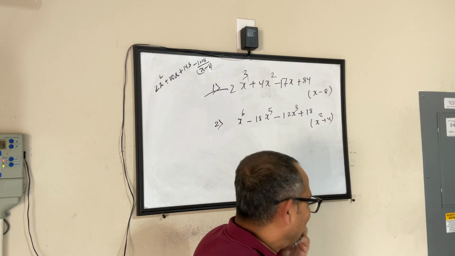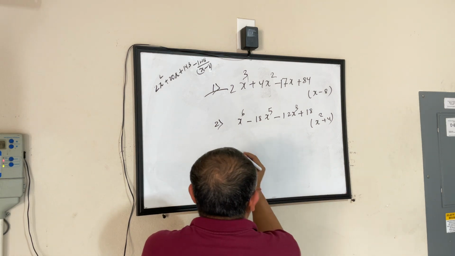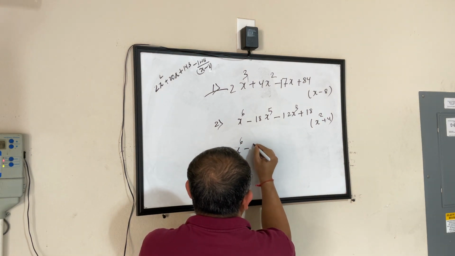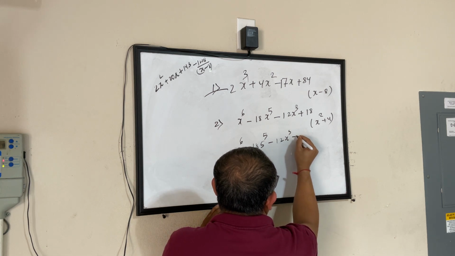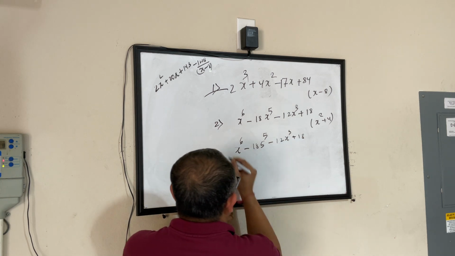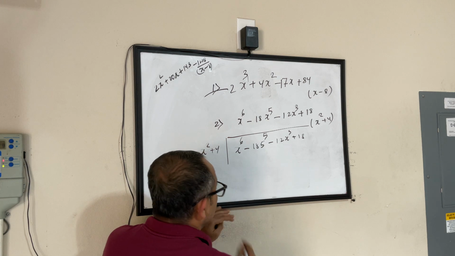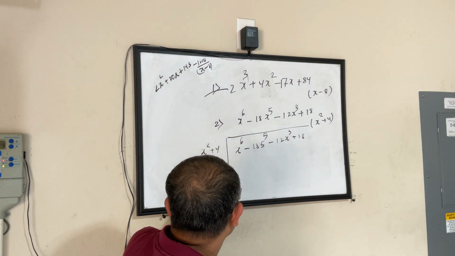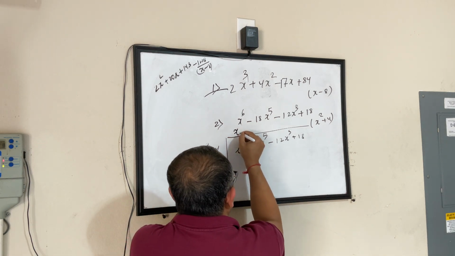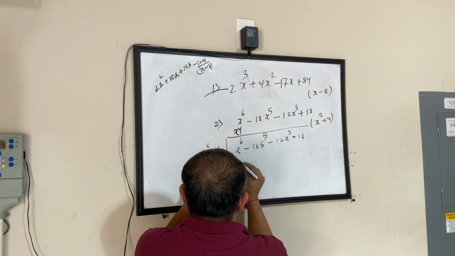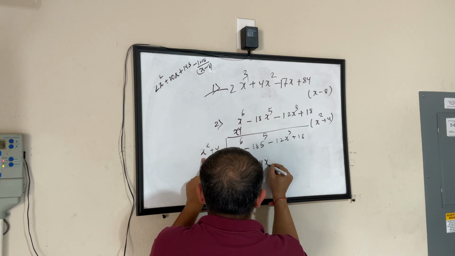Okay, alright. So let's go to the next one. Again the same approach. We have x to the power 6 minus 18x to the power 5 minus 12x cubed plus 18, and we are trying to divide this by x squared plus 4. To knock out this term, you have to multiply by x to the power 4. So my first term is x to the power 4. That becomes x to the power 6 plus 4x to the power 4.